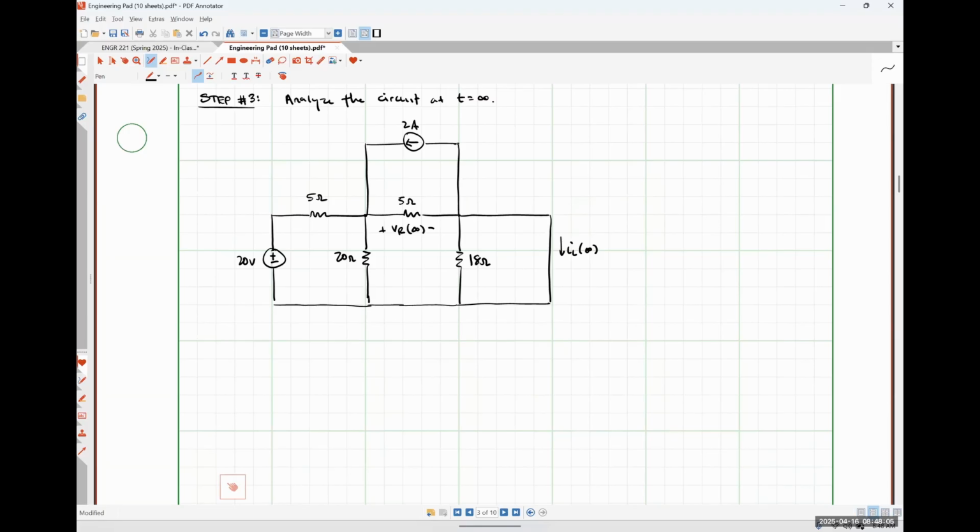So one thing that I want to point out, and we saw this earlier, that 18 ohm resistor is in parallel with our inductor. And because our inductor is behaving like a short circuit, that means that this 18 ohm resistor can essentially be neglected. Okay. So any thoughts on how we might solve this system?